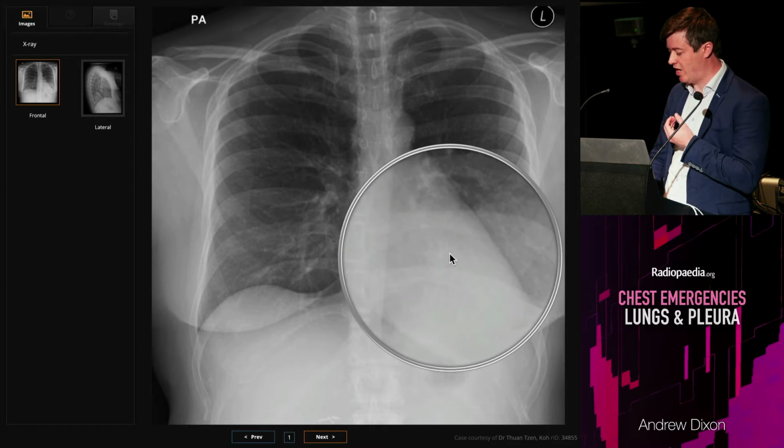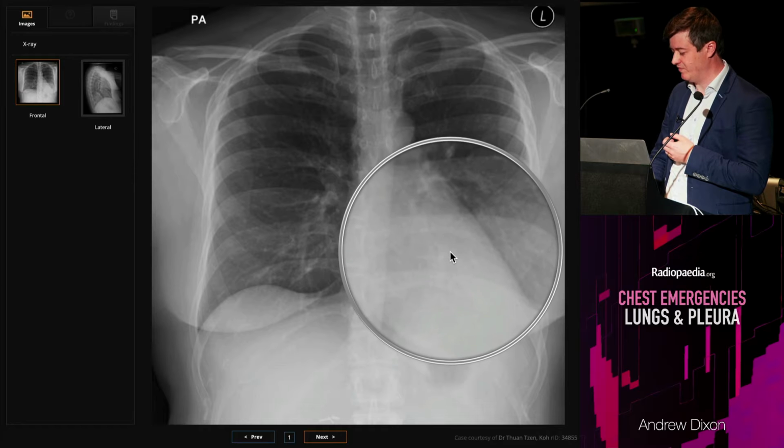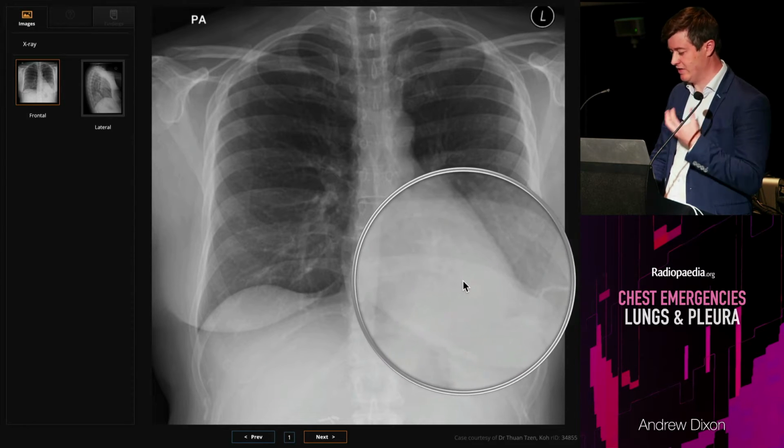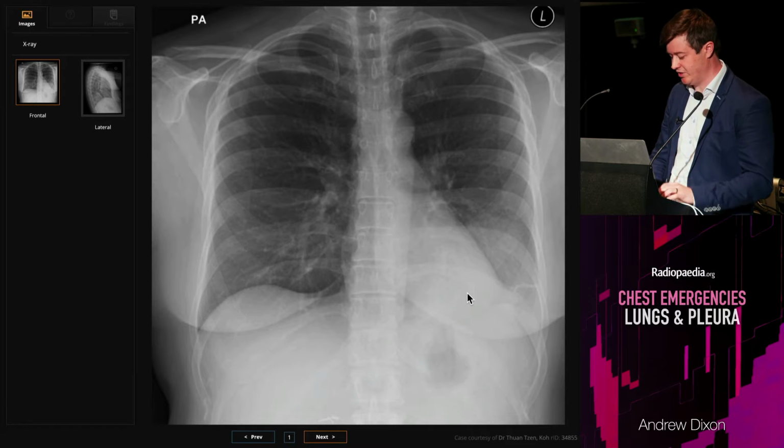And if we look behind the heart, through the heart, remember how we saw some vessels? We can see a few here, but we've lost the ability to see all the vessels in this area. Okay, so this is a left lower lobe consolidation.